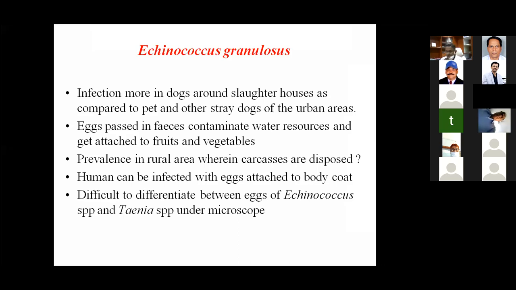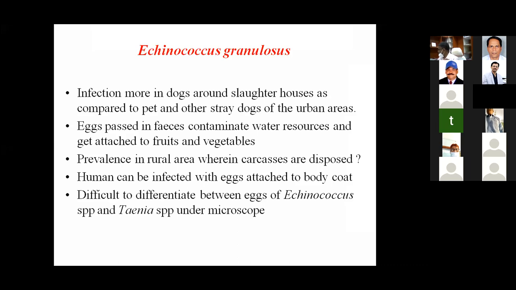Humans can be infected with these eggs because they are attached to the body coat and these eggs don't require an incubation period. Even if you touch a thermometer and take the temperature of the dog from the anal region without gloves, you can get this infection. Nobody teaches this in the clinics. Since it is very difficult to differentiate between the egg of echinococcus and different Taenia species under the microscope, if you see a Taenia egg, think it is of echinococcus.